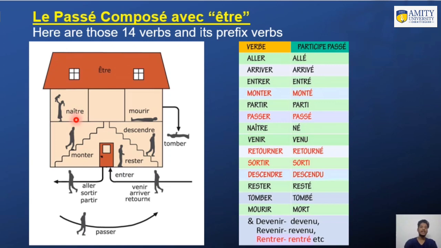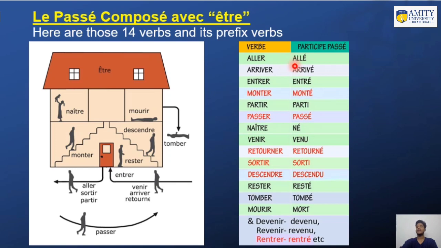Again I am reading. Naître, to be born. Mourir, to die. Tomber, to fall. Monter, to go up. Descendre, to go down. Rester, to stay. Aller, to go. Sortir, to go out. Partir, to leave. Venir, to come. Arriver, to arrive. Retourner, to return. Passer, to pass by.